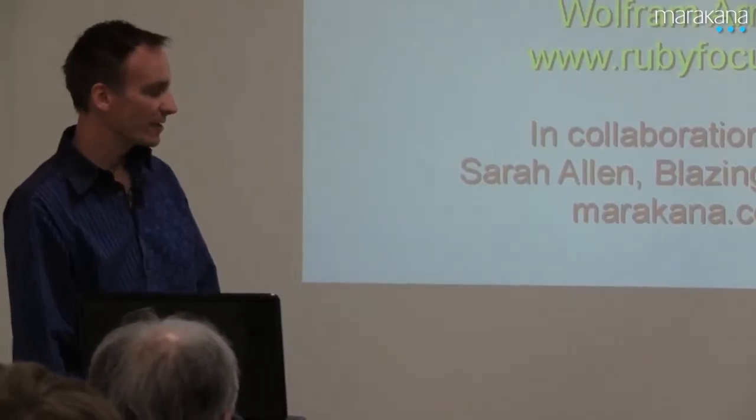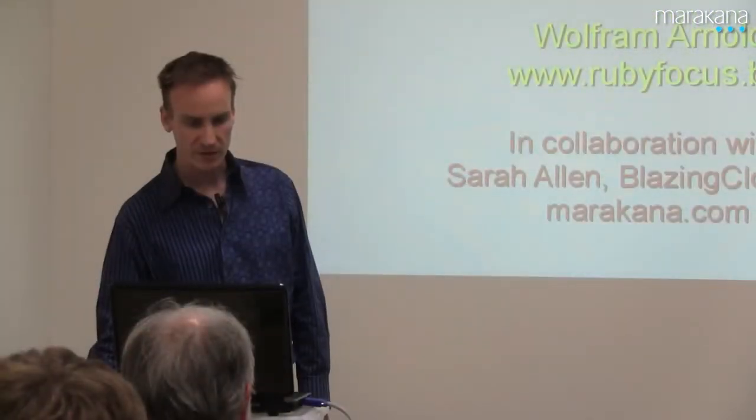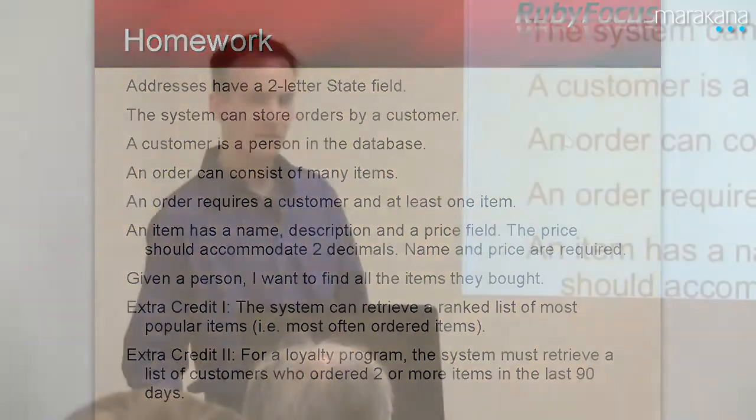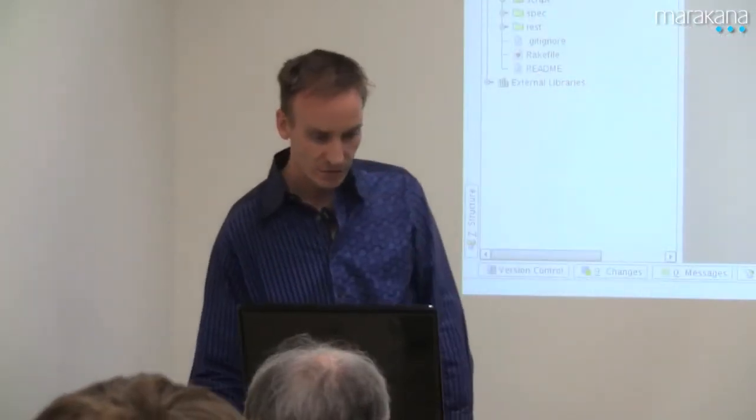Okay, week three. Beautiful. So without further ado, let's talk about the homework. We wanted to have a system that has a concept of customers and orders and items, and customers can order these items, and each order can include more than one item. That's the basic idea, sort of a basic shopping cart model. So what do we need for an order to have line items?